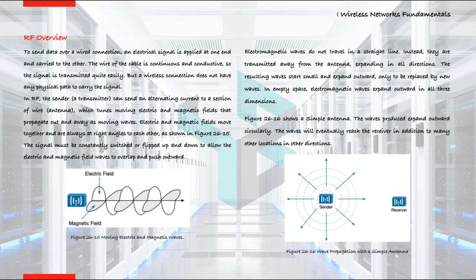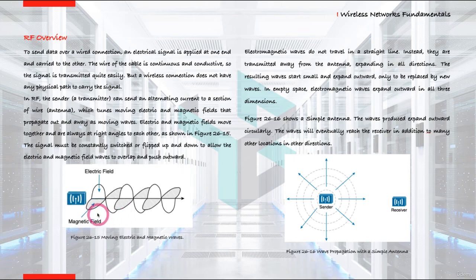We apply an electrical signal to one end to send data on a wired connection and we carry it to the other end. Since the wire of the cable is continuous and conductive, the signal is easily transmitted, but since there is no physical way to carry the signal in a wireless connection, the antenna that sends the radio frequency can send an alternating current by emitting moving electric and magnetic fields that propagate out and away as moving waves. The electric and magnetic fields move together, allowing the signal to be constantly altered or turned up and down to ensure that it always rides at a right angle to each other and is pushed outwards. As you can see in the figure here, electrical signals repel each other to form waves.